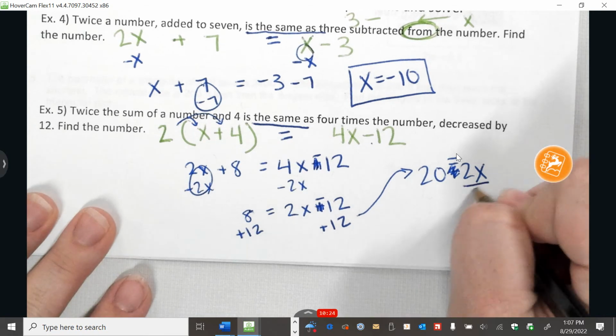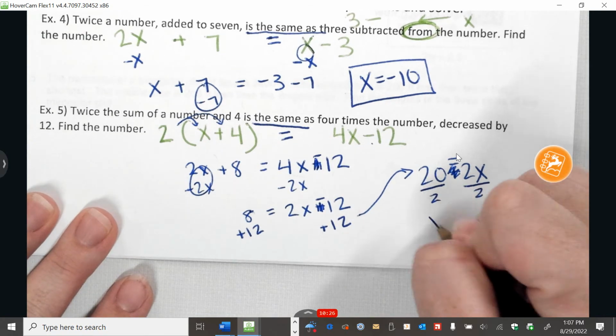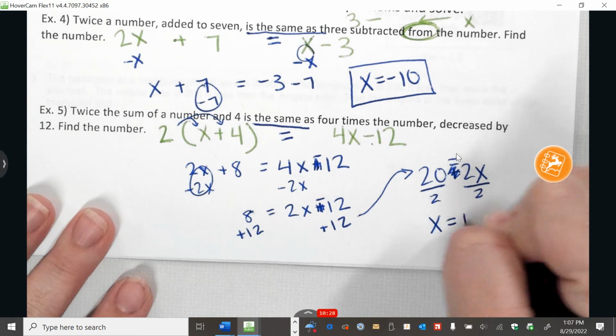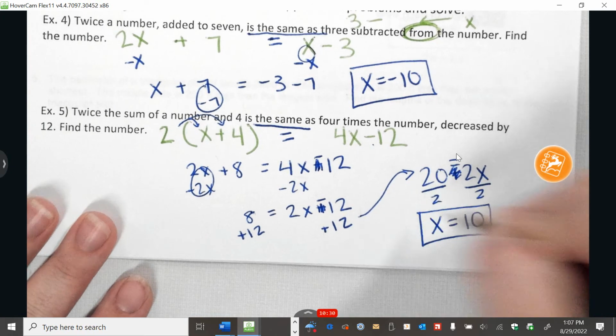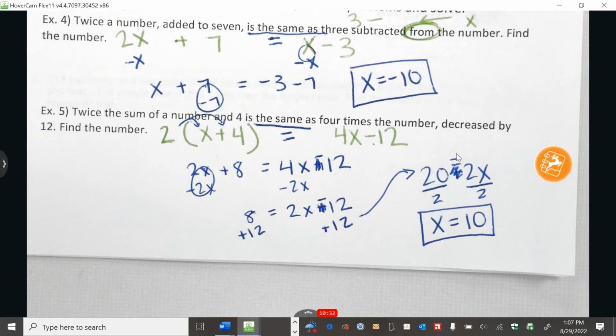Divide both sides by 2. And what do I get? I don't know what happened to my brain on that one.